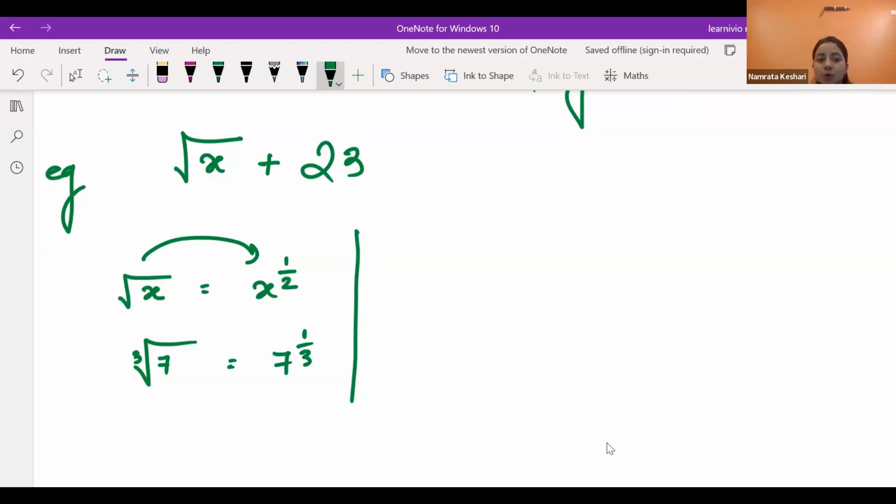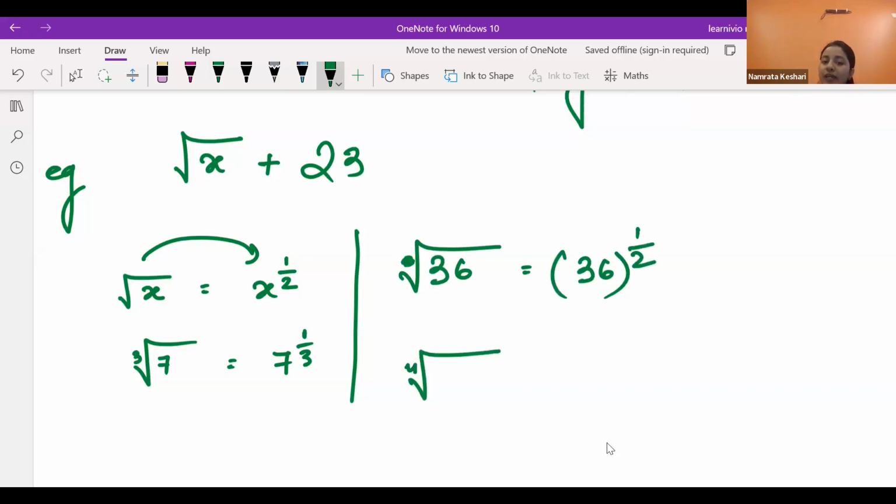Suppose we are having a perfect square number, root 36. Even if I write 2 or do not write 2, it's the same thing, right? So this one can be written as 36 to the power 1 by 2. If you are having the fourth root of 23, it can be written as 23 to the power 1 by 4. Making sense, Gauri? Yes, ma'am.